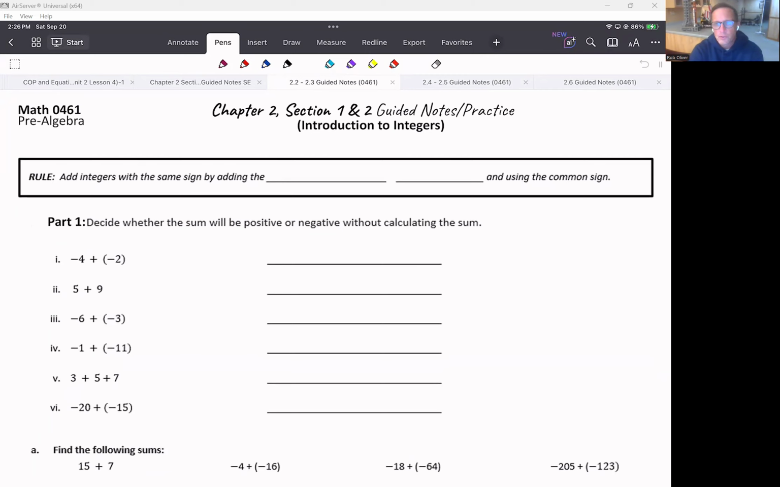So let's talk about the first rule right here. The first rule is add integers with the same sign. Add integers with the same sign by adding the absolute values. What that means is you basically ignore the signs, right? Because when you're adding the absolute values, you're not thinking of it as negative. Absolute value is always positive. So just think of it with no sign, add the numbers up, and then keep the sign of whatever the numbers are that you're adding.